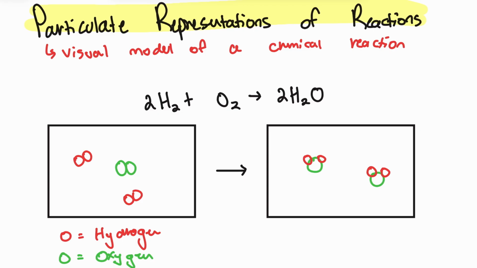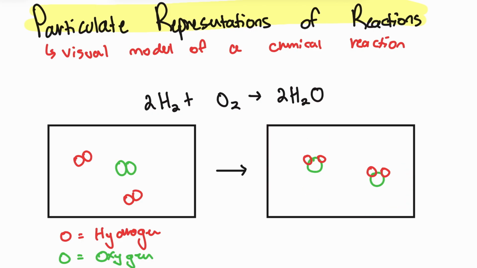Basically, we draw out our products and our reactants for our chemical reaction. For instance, this particulate model below, which I have drawn, shows the formation of water through the combination of hydrogen and oxygen gas. This is what it means to have a particulate representation. As you can see, all of our reactants, our hydrogen and oxygen gas, are drawn in here in the left box, and all of our products, that's our water, are drawn in here in the right box.